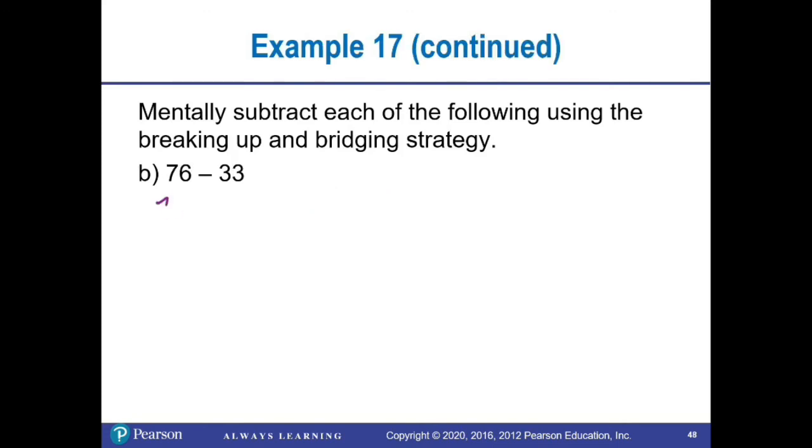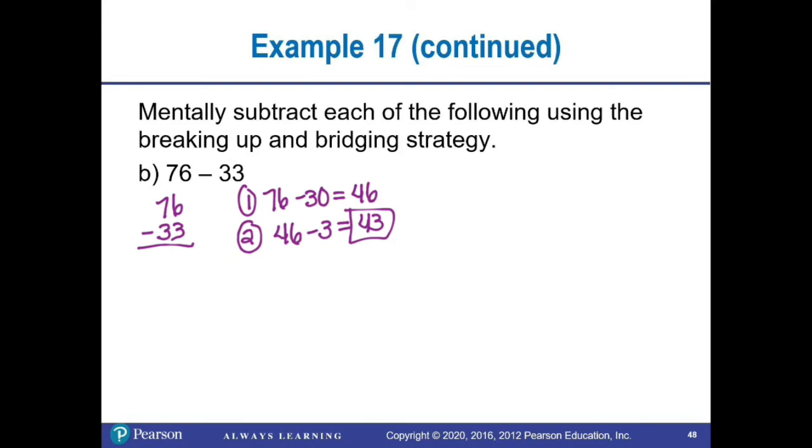Let's look at the next one, 76 minus 33. Again, I plan to use the breaking up and bridging strategy. So I start and I say 76 minus 30. So I focus on the tens place from that second number. 76 minus 30 is 46. Now I look at my ones place in my second number. 46 minus 3 is 43. And that's my final answer. On a show work question on your quiz, again, you'd show steps 1 and 2. But these steps would be done mentally by children.